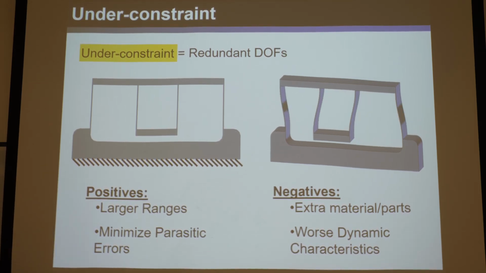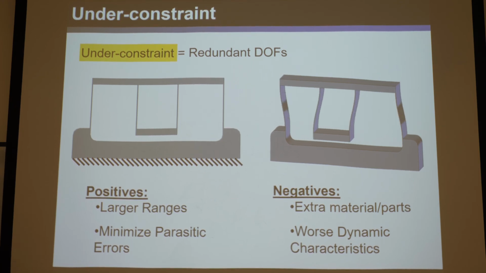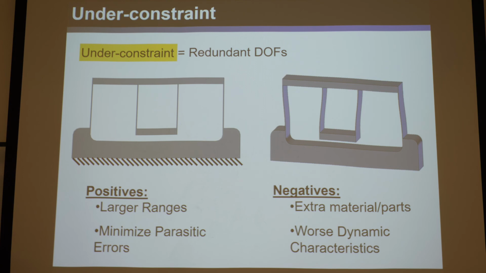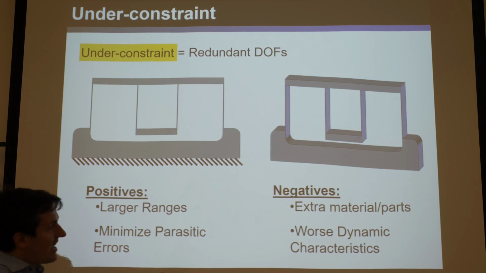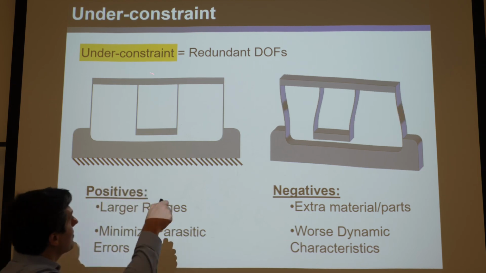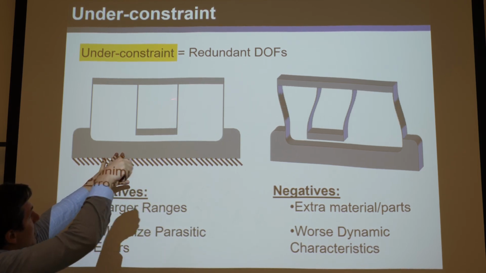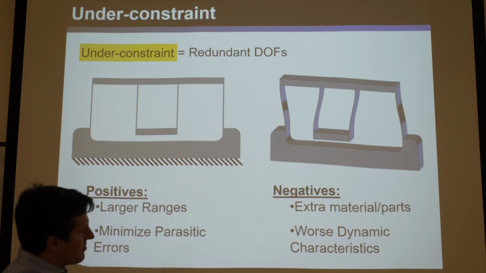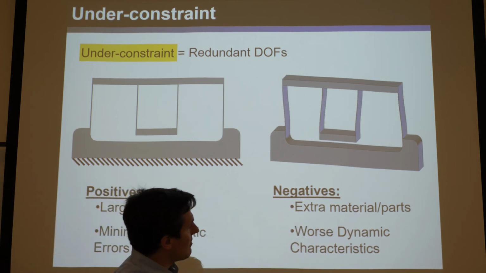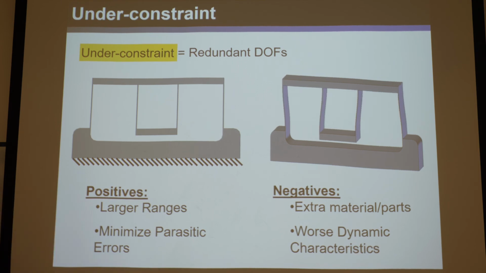Okay? Now, of course, what's the negative of under-constraint? Again, under-constraint can have positives and negatives. The negative is, well, one, I mean, this is a stupid reason, but there's extra material. Like you're stacking things in series. If this was parallel, you get rid of it and there's less mass. I mean, but that's stupid, right? So the real negative that you care about is there are worse dynamic characteristics, okay?